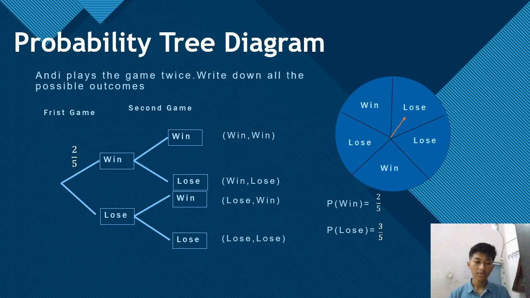Okay, the probabilities can be written on the branches. The probability of win is 2/5 and loss is 3/5. In the second game, win is 2/5 and 3/5 is loss. Then 2/5 win and 3/5 loss. Okay, next.